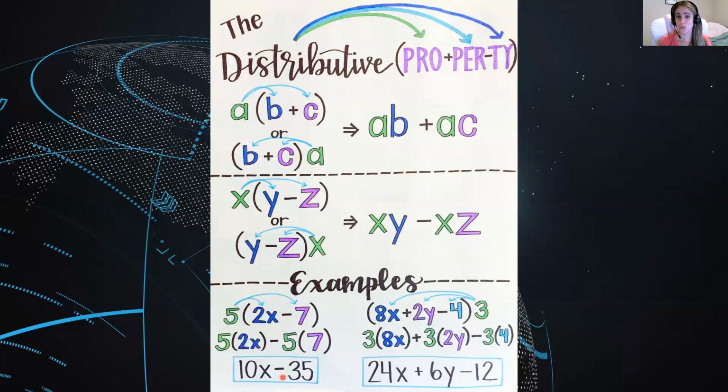And this property also works if we have 3 terms. It doesn't matter how many terms are inside those parentheses, you distribute what's being multiplied, what's outside, to every term on the inside. All right, let's get to some examples that we can actually practice ourselves.